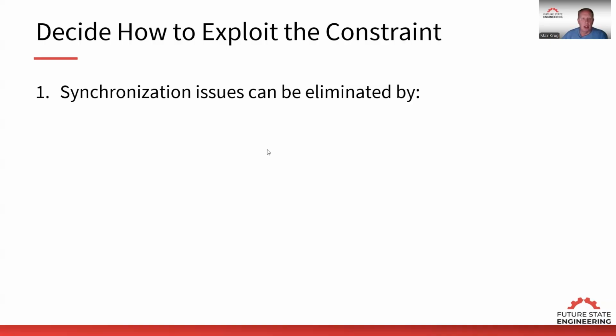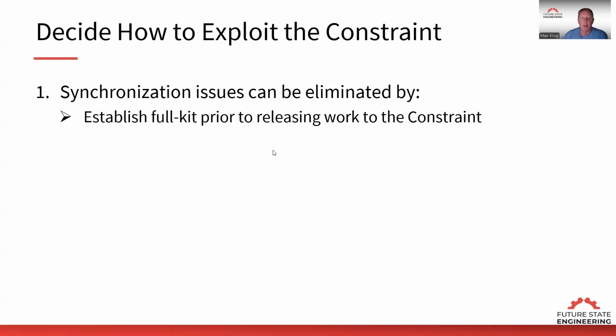So if we're having synchronization issues, there are ways to solve that. One is to establish full kit prior to releasing work to the constraint. So making sure that everything is necessary and sufficient before we release that work to the constraint. So establishing full kit is a technique to solve the synchronization issue, and also reducing batch size prior to the constraint so that work arrives at the constraint faster. So these 2 techniques will reduce synchronization issues.